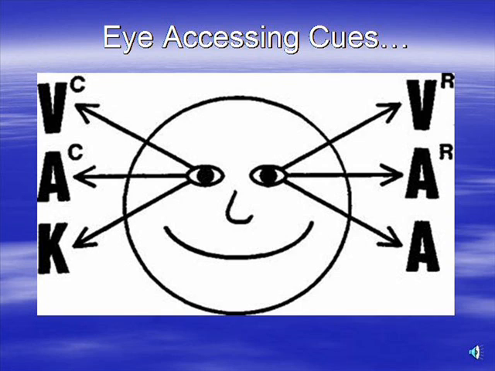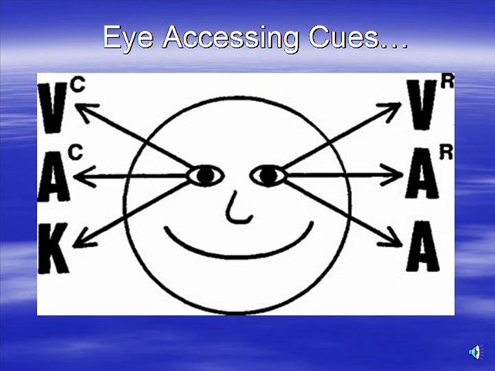However, if we were to ask him to think of a time that he had pink hair, now assuming that he's never had pink hair, then he would have to construct or create this image inside his mind, and his eyes would go up to the left into what we call visually constructed. And again, this is always as you look at the person.